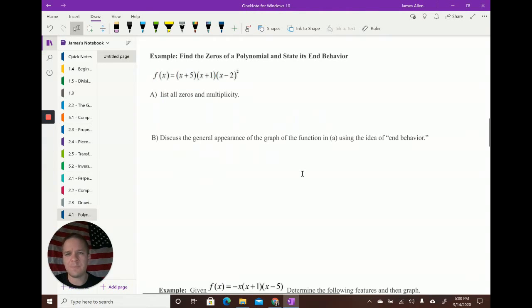All right, so we got to find the zeros of a polynomial and state its end behavior. This is nice. It's in factored form, ready to rock, ready to analyze. Oh, this is just so convenient here. So we've got, let's get our zeros. So I got a 0 at x equals negative 5 and x equals negative 1 with a multiplicity of 1. So it goes through the x-axis there.